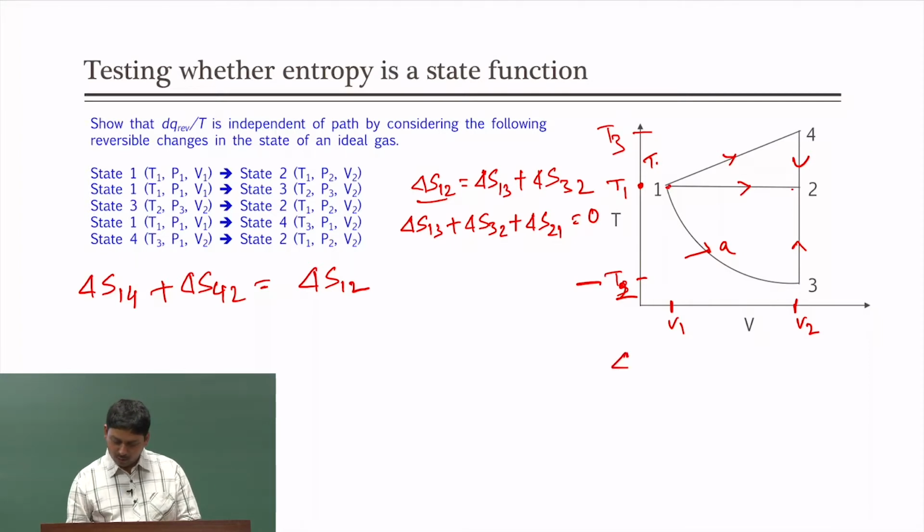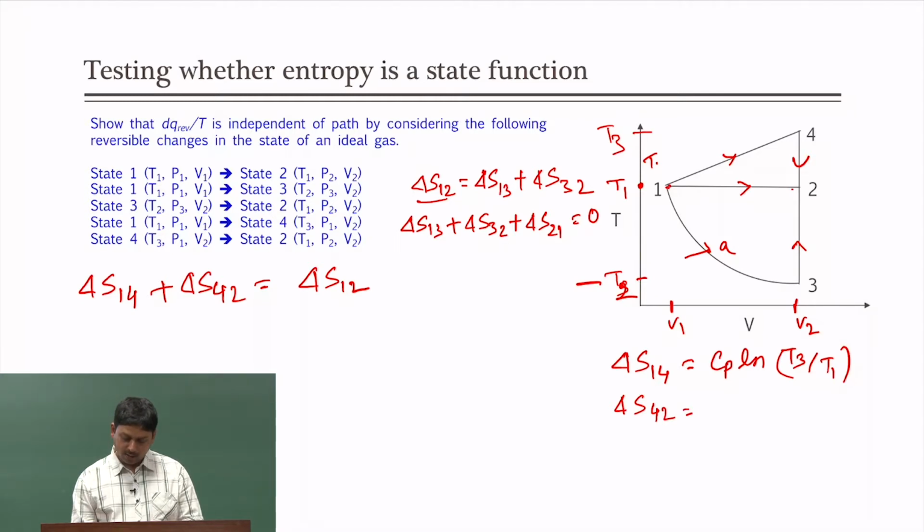So, what is delta S 1 4? Delta S 1 4 again is a process where temperature changes, pressure does not change and volume changes. So, Cp ln T3 by T1 is delta S 1 4, right. And delta S 4 2 is a process where temperature changes, pressure changes, volume does not change. So, Cv ln, so I have to say T1 by T3, okay.